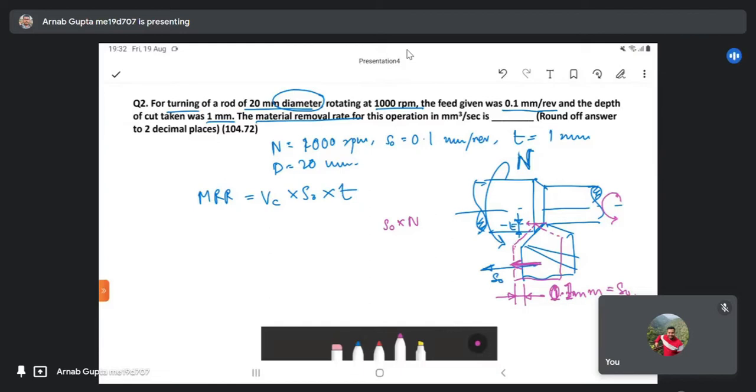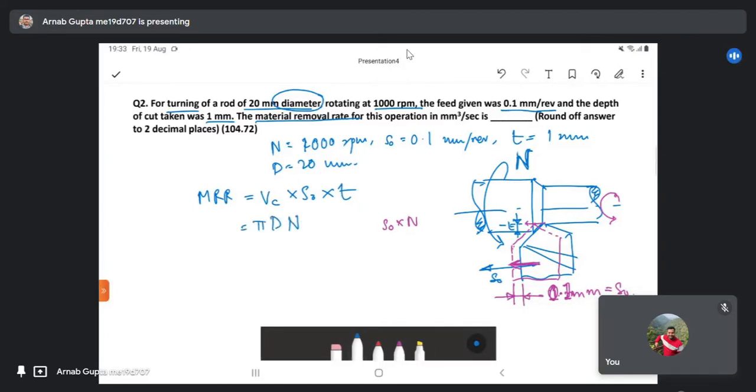So yeah, what is Vc here? Vc is nothing but pi dN. Here N is in revolutions per minute. You have to convert it to seconds because you have been asked to answer MRR in millimeter cube per second. Pi dN by 60 into S naught into t. You plug in the values here. So you will get somewhere around 105 millimeter cube per second.